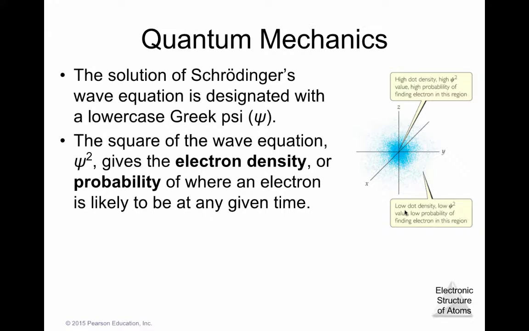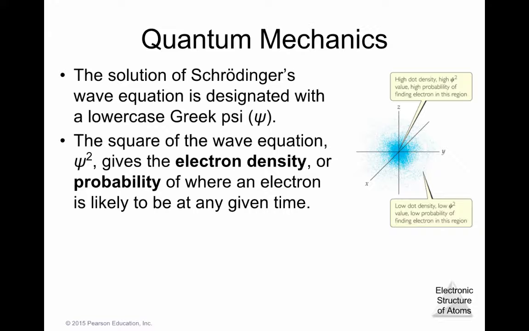Okay, so Schrödinger had the wave equation, which is what you would solve, or use, in order to describe where these different electrons are located. And we use the Greek symbol psi, this right here, it looks kind of like a trident, to describe where these electrons are. And the square of that gives us the electron density, or the probability of where an electron is likely to be at any given time.